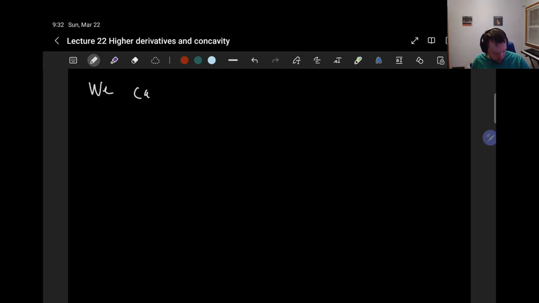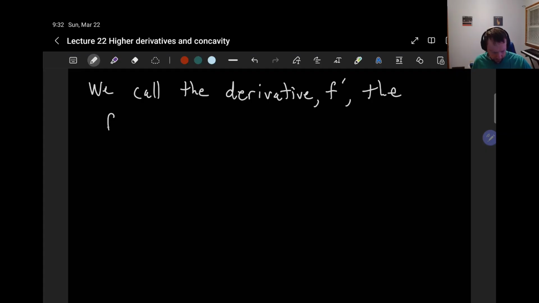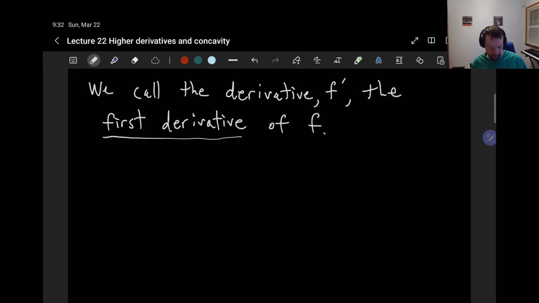So we call the derivative, which is f prime, excuse me, the first derivative of the function f. But you can have other types as well. For now, we'll focus on the second derivative. And this will be our primary focus today.